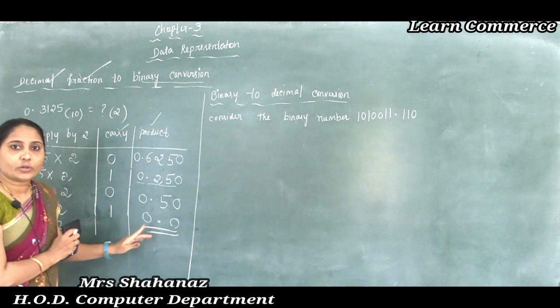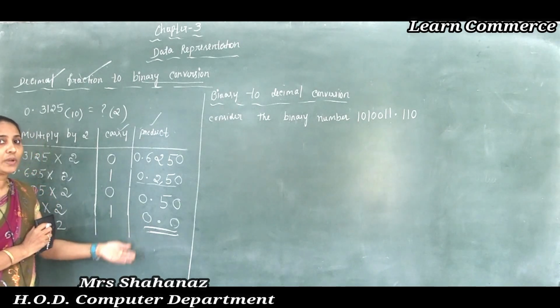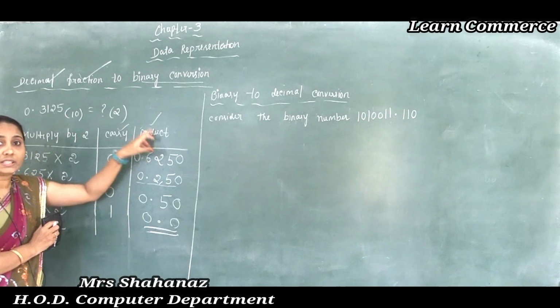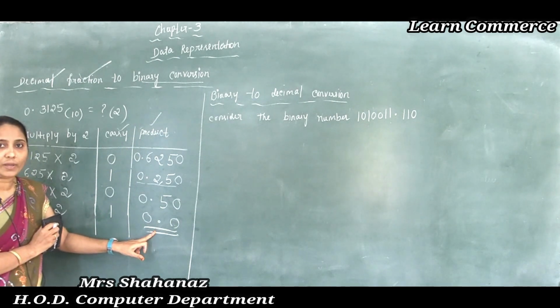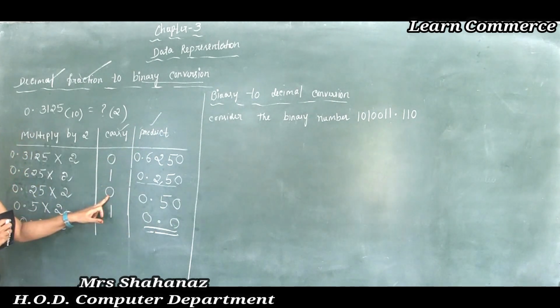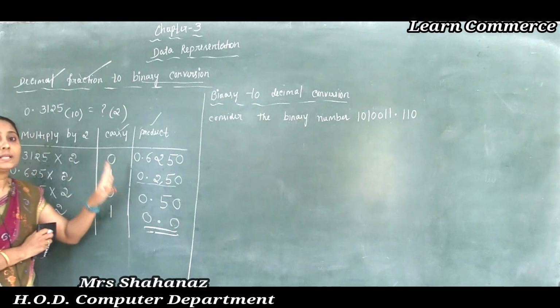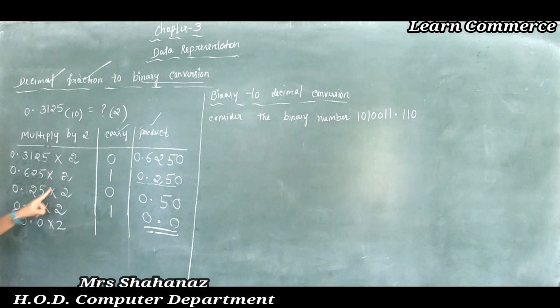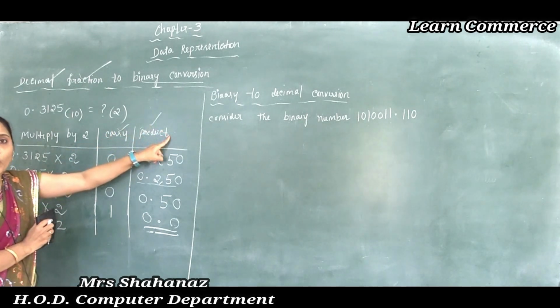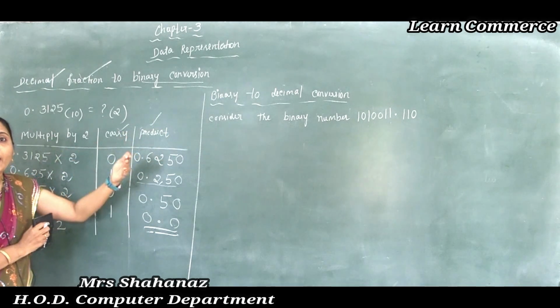Correct no kya? We need to keep calculating until the product in this column becomes 0. Now this is the carry, as we know that step 1 means the decimal fraction is multiplied by 2. Decimal fraction multiply by 2 here. Note the carry and the product here.